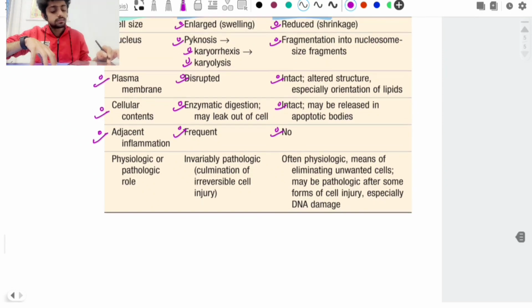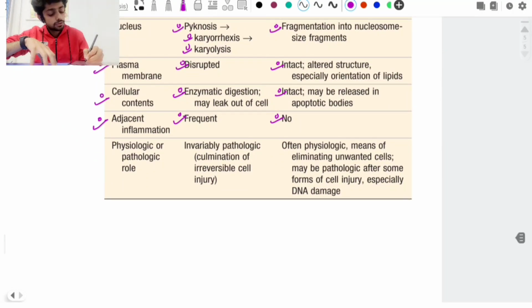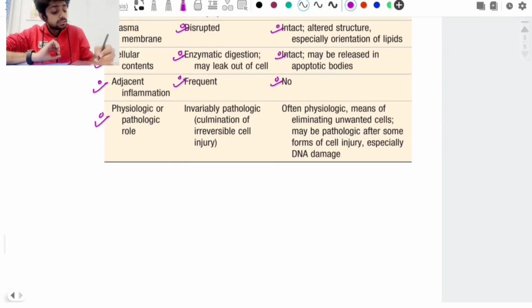So remember guys, the last one is whether it is physiologic or pathologic. Normally necrosis is always pathologic, and apoptosis, I already told you, can be physiologic or it can be pathologic. I already shared the examples with you.